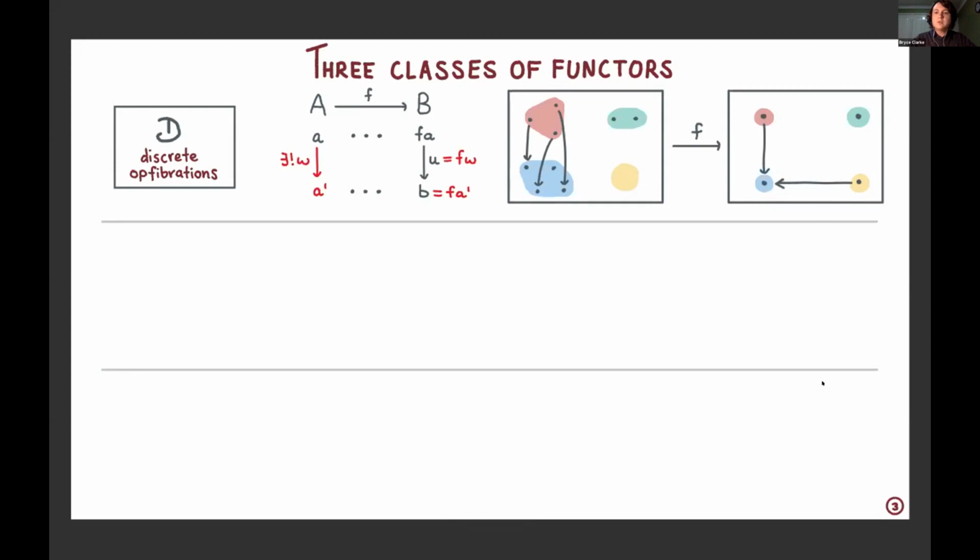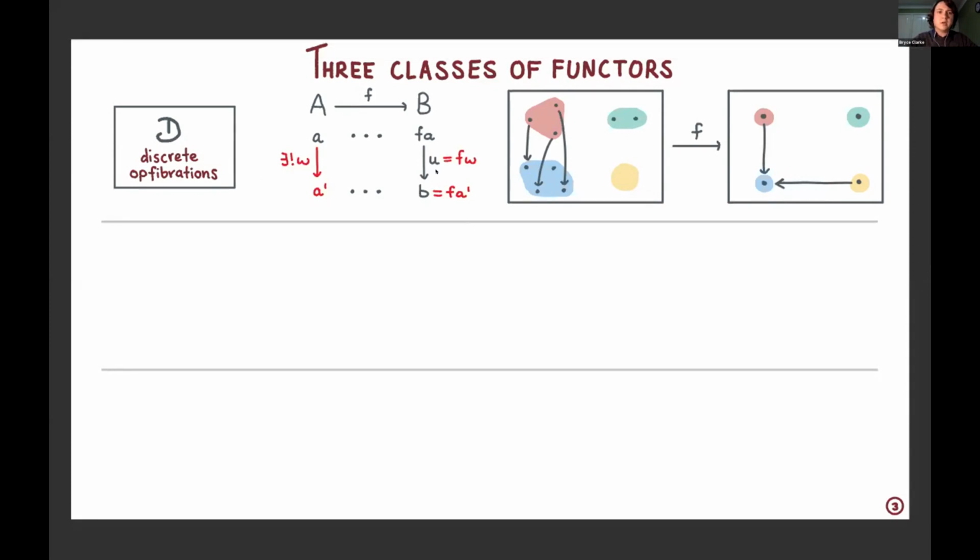How I would like to do that is to introduce just three simple classes of functors with certain properties and build up everything we currently understand about lenses using these functors. And so the first class are discrete opfibrations.